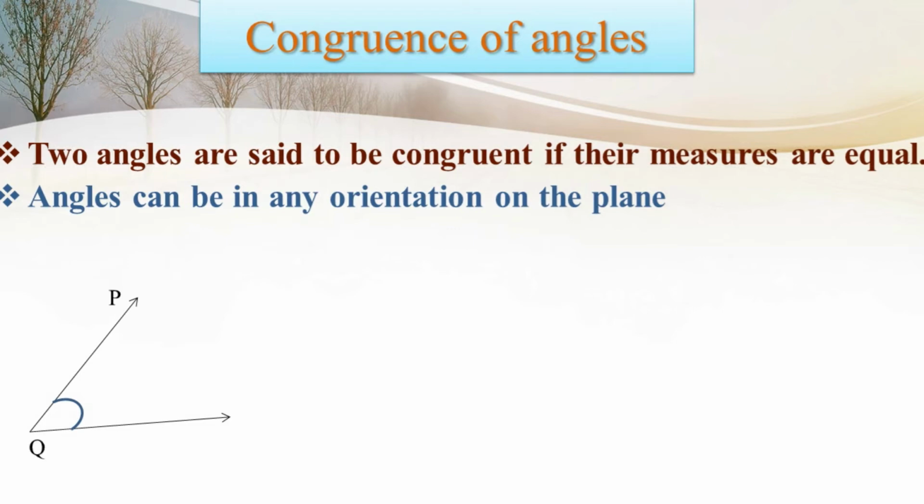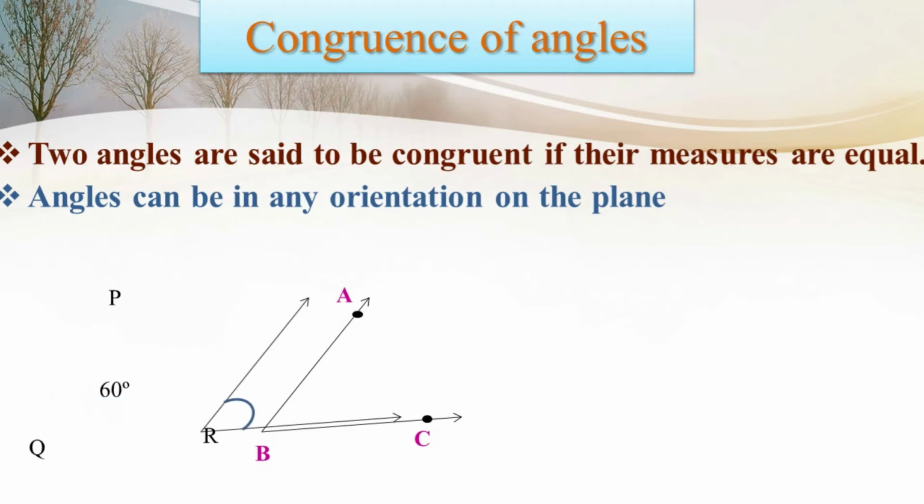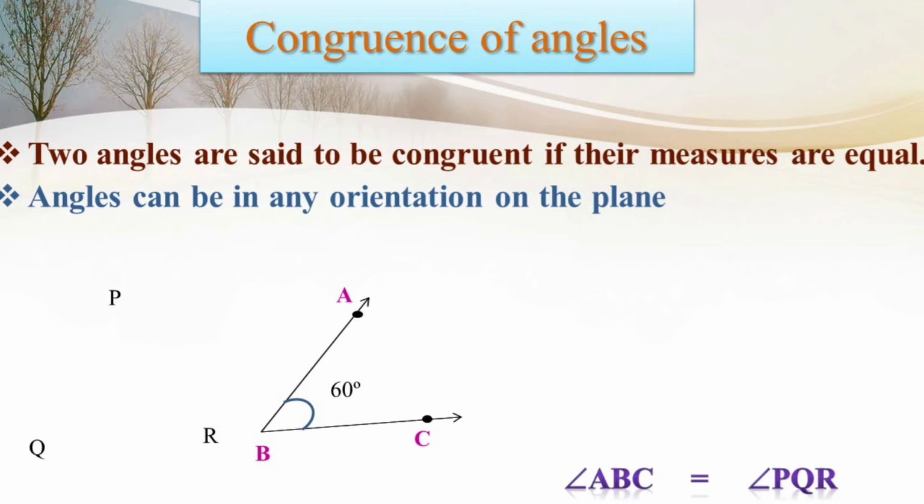Let the angle be PQR and its measure be 60 degrees. Let us compare it with another angle ABC. How to compare? We can use a protractor to measure both angles, or the superposition method. On comparing, we get that angle ABC is also 60 degrees. Therefore, angle ABC is equal to angle PQR. This can also be called angle ABC is concurrent to angle PQR.